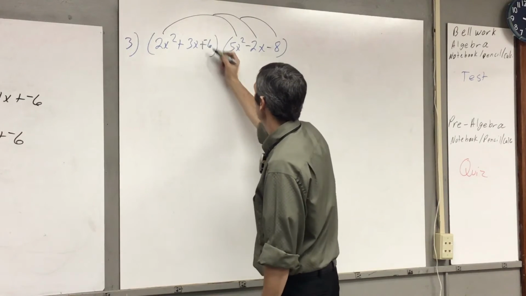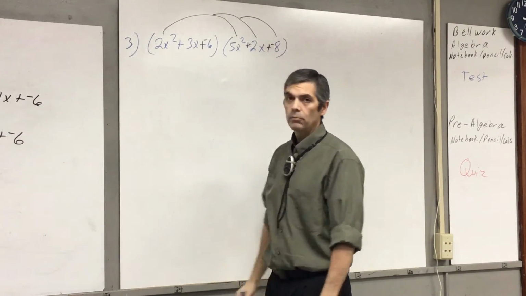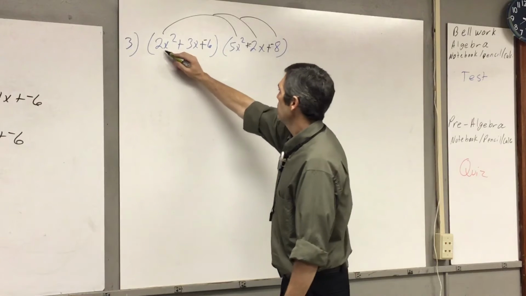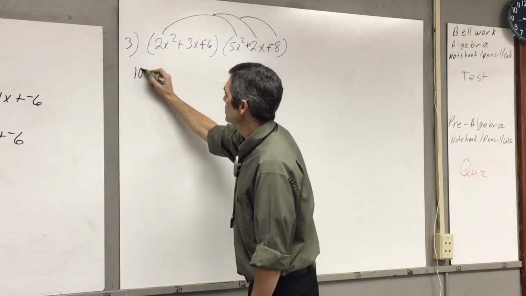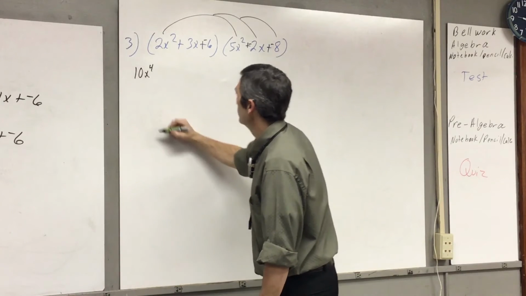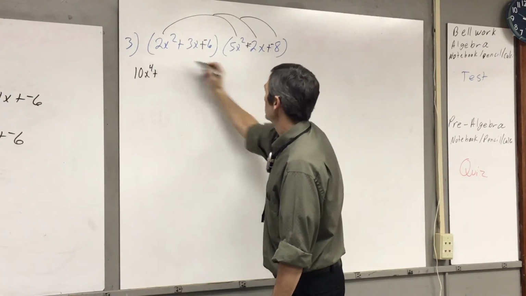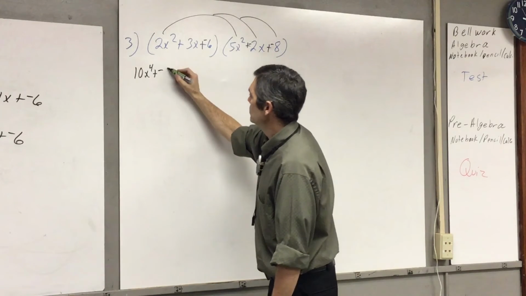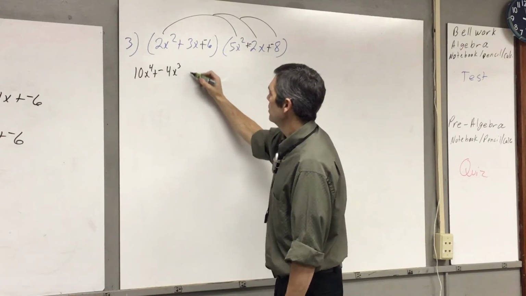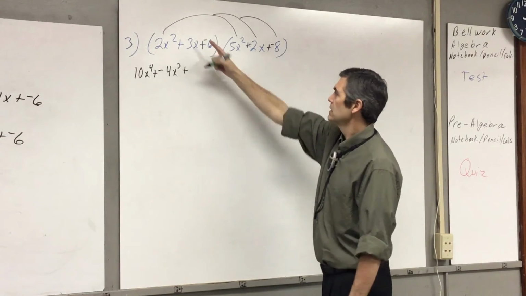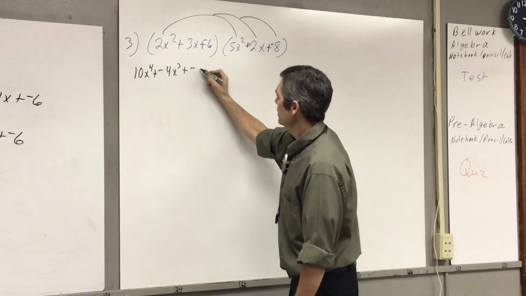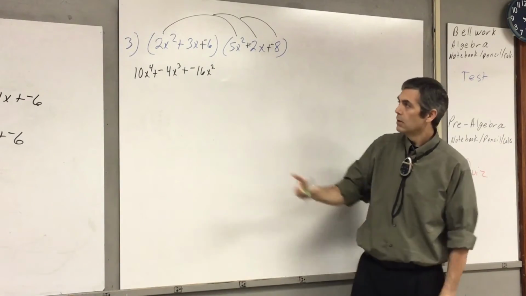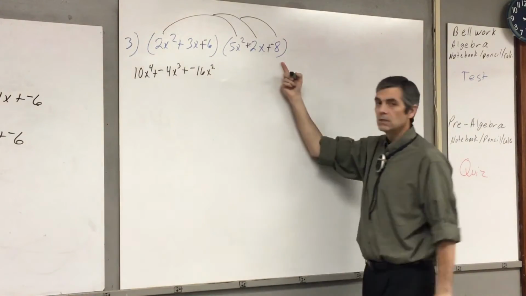And the first thing we want to do is come in here and change these before we actually do that so that we don't have to worry about our operation. All right? So 2x squared times 5x squared gets you 10x to the fourth plus positive times a negative is negative, 2x to the second times negative 2x gets you 4x to the third plus 2x to the second times negative 8, negative 16x to the second. Now that's the first one. That's this first term times all the terms in here.